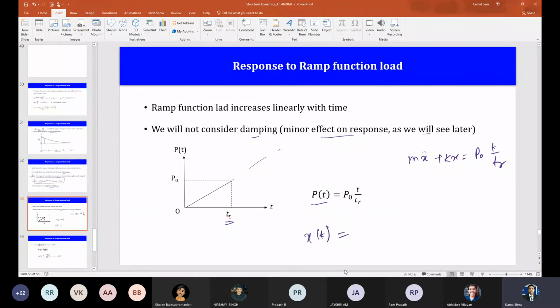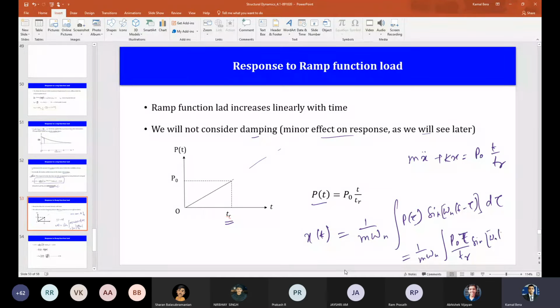Here it will be much easier because damping is not here, so the integration will not be much difficult. So m omega n integral of P tau, what is that? E raised to is not there, sine omega n (t minus tau) d tau, right? You remember the expression, the Duhamel integral or the convolution integral? So it will be m omega n integral of p naught tau by tr, sine omega n (t minus tau) d tau. Perform the integration and tell me what is x(t).